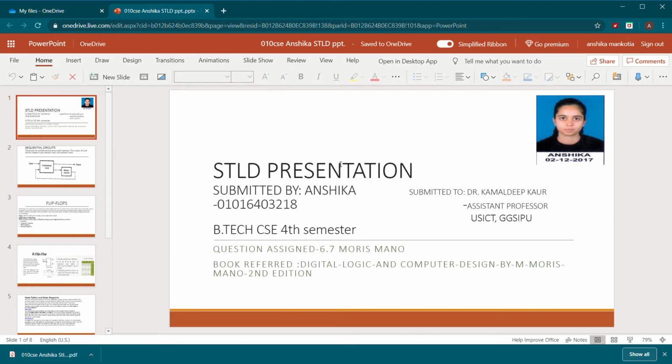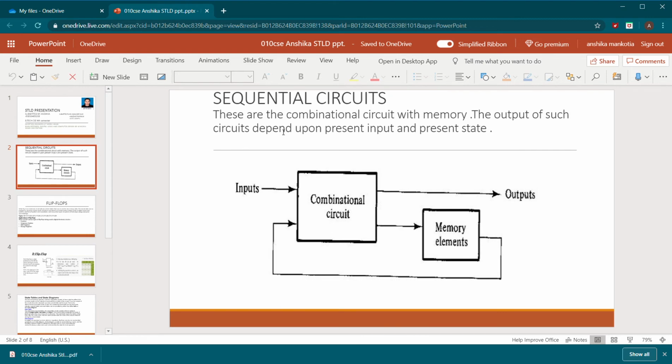But before starting the solution, I will try to explain some of the terms and concepts included in the question and in the procedure of the solution, which are important to understand before starting anything, such as sequential circuits and their types, what flip-flops are, and what state tables and state diagrams are. So I start first with sequential circuits itself.